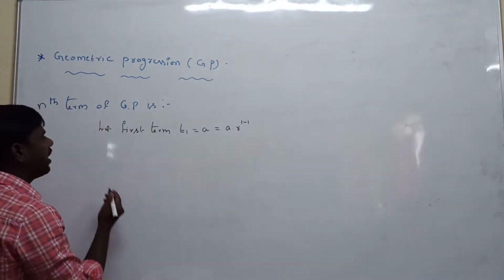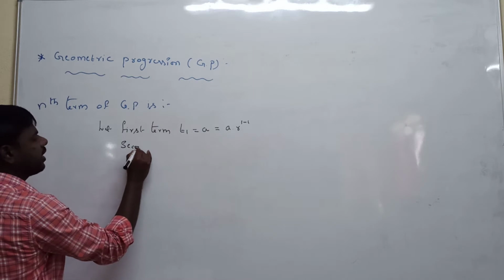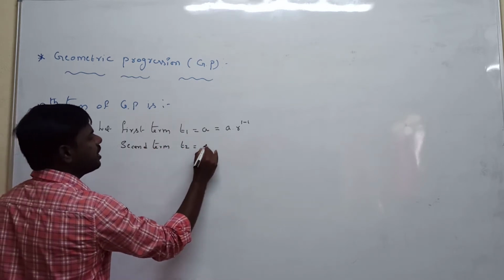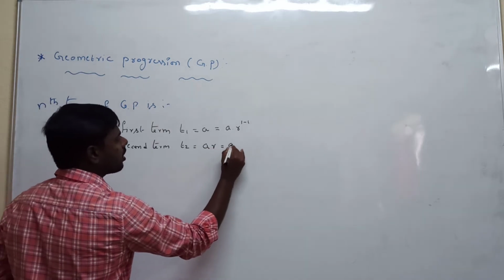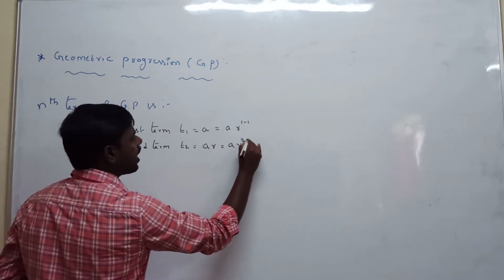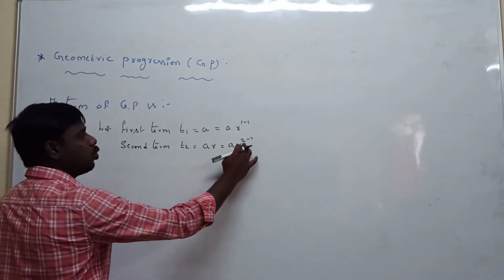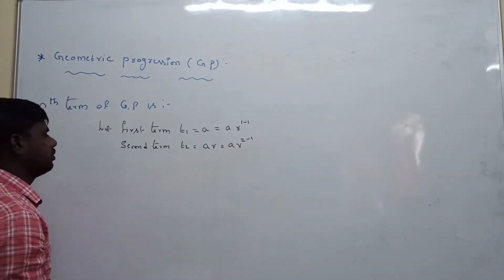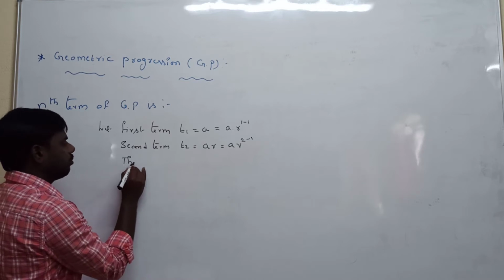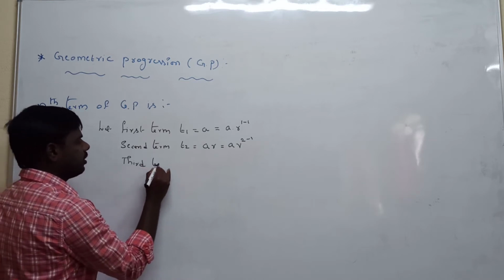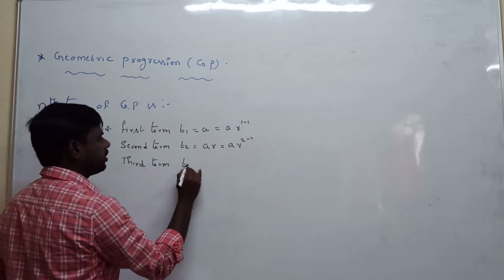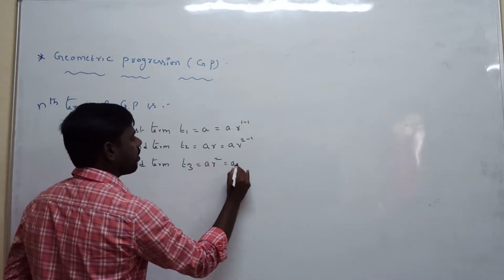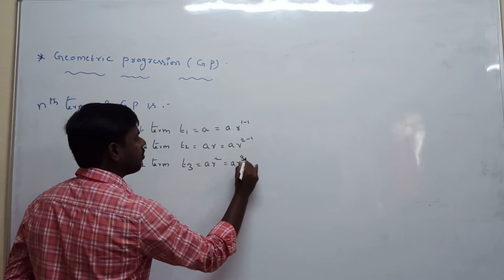It is possible. Next, the second term is denoted by ar. ar can be written with second term minus 1 as the power. Is it possible or not? 2 minus 1 value is 1. r to the power of 1 is only r. It is possible. Next, the third term. T3 is equal to ar squared. ar squared can be written with third term minus 1 as the power.